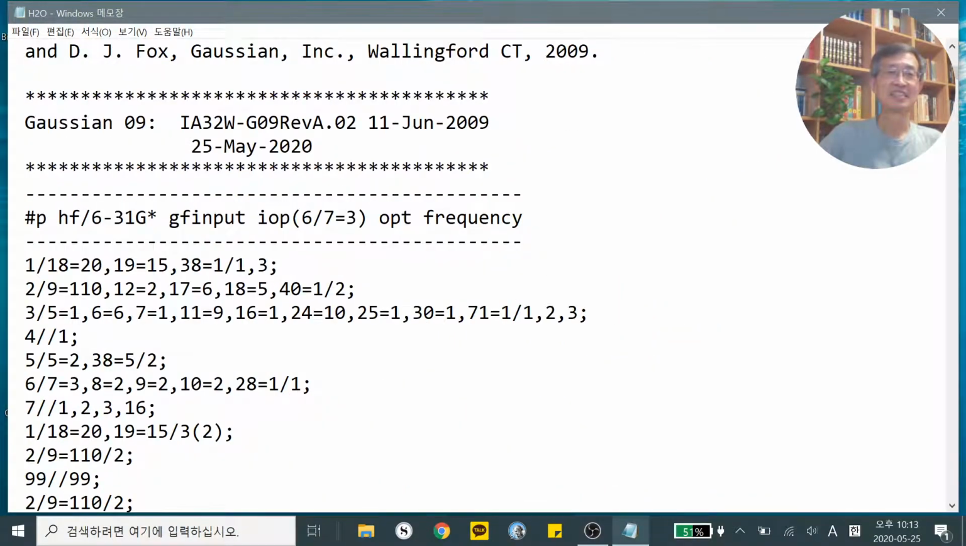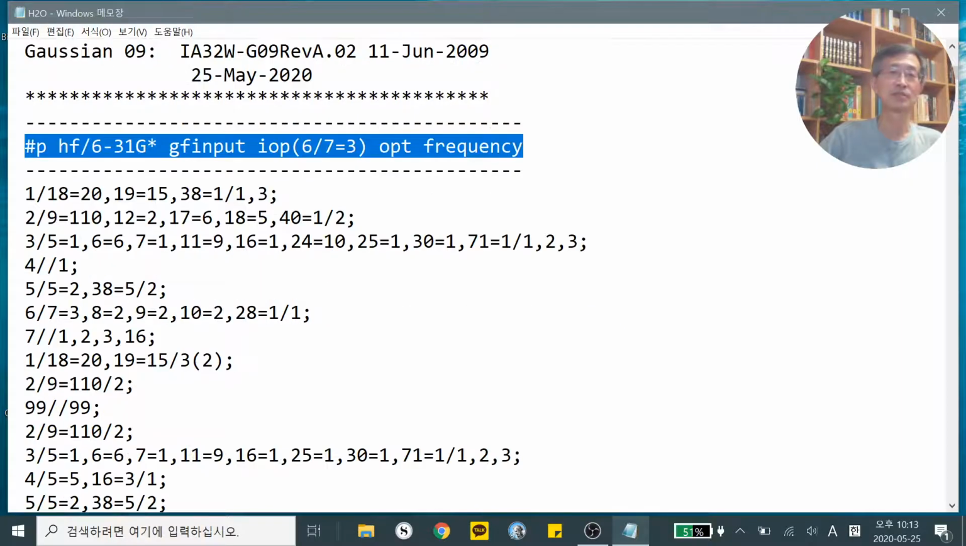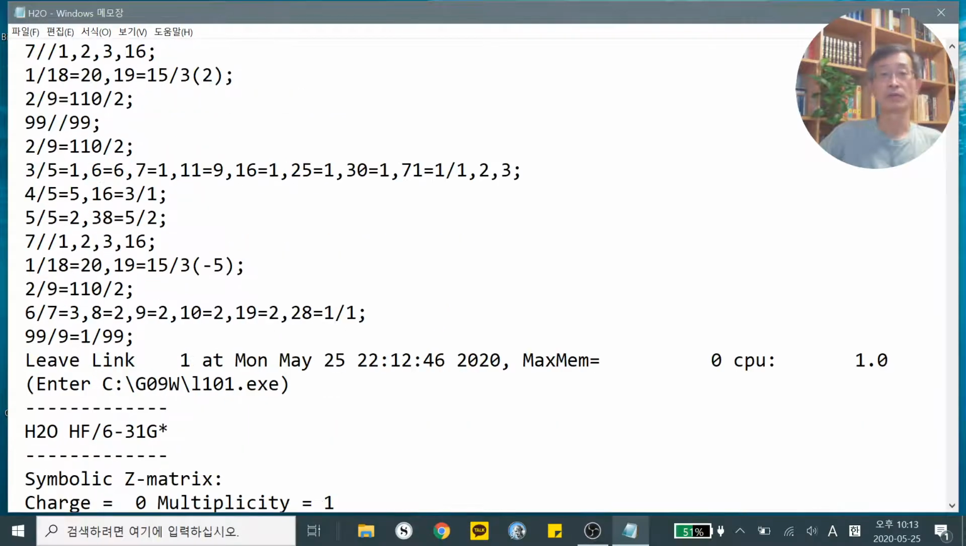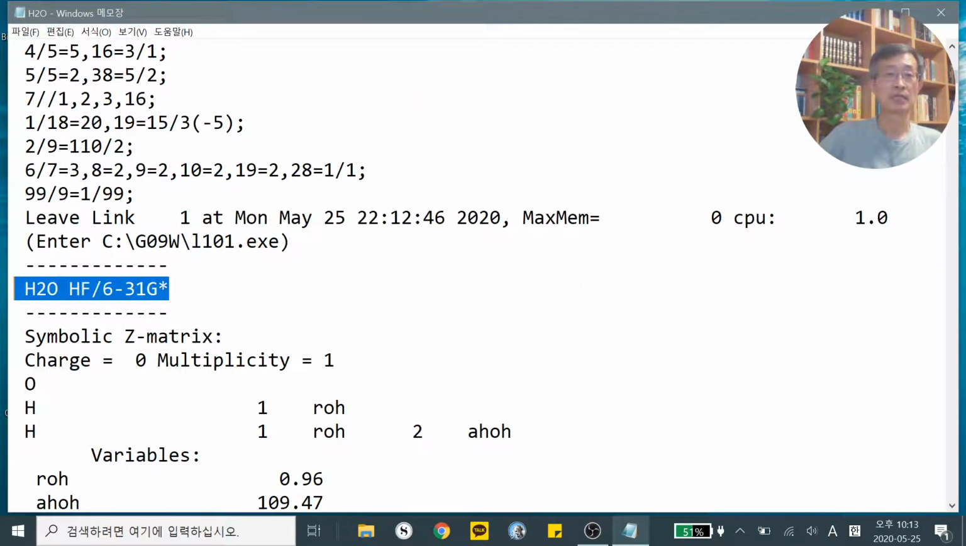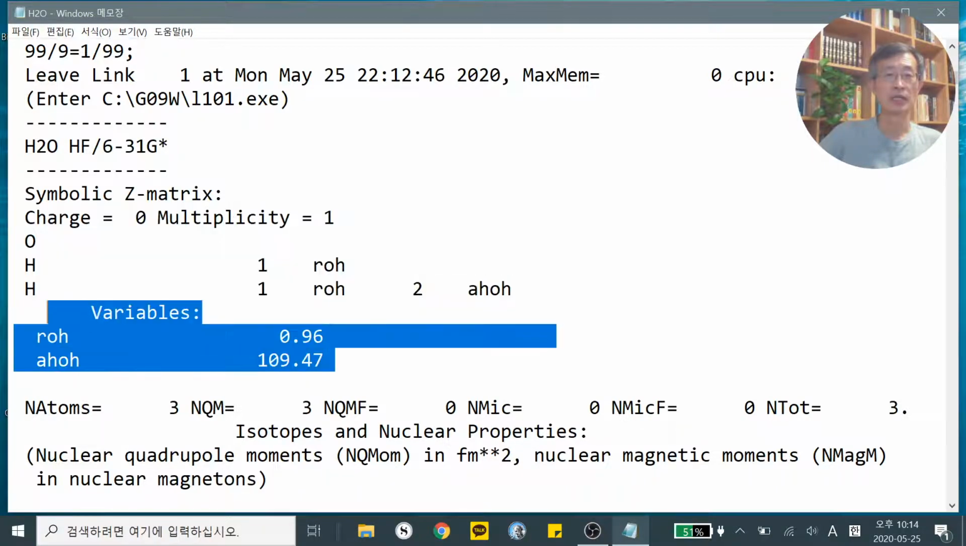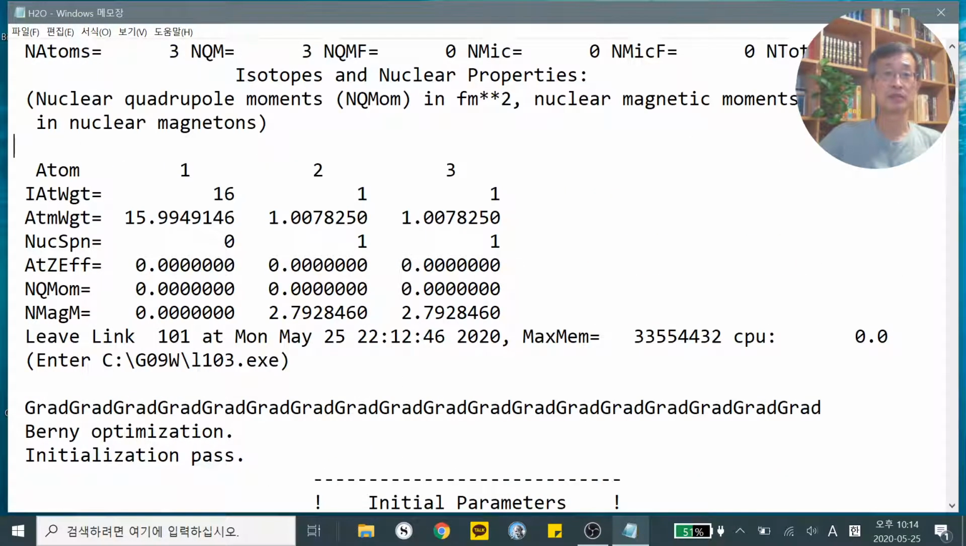And then this is Gaussian 09, and then today's date, and this is the first line of our input file. So the root section is organized in this form. Then our title and our symbolic Z-matrix we input, and charge and multiplicity, see here, and then our initial variables. Okay, so this is basically what we see. Our input file is correctly accepted by the Gaussian program, and then it analyzes our input and does the reasonable thing.